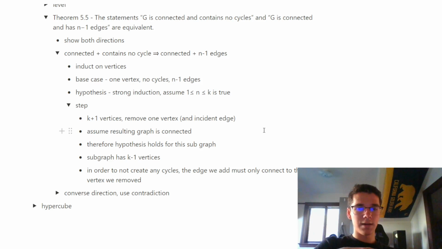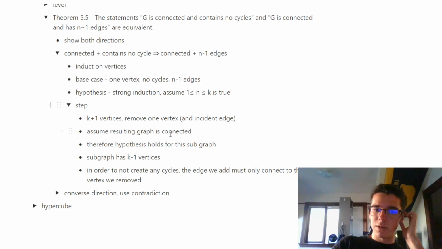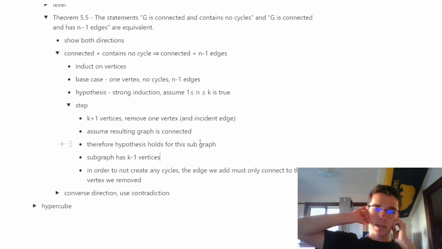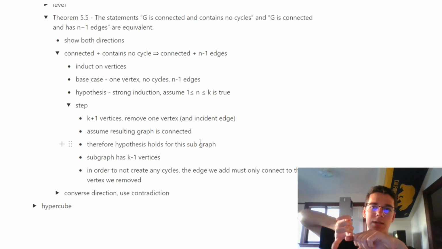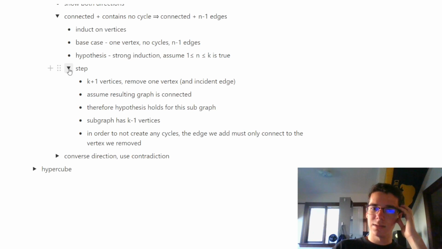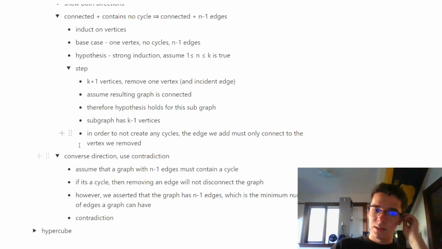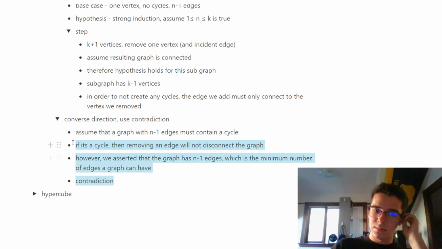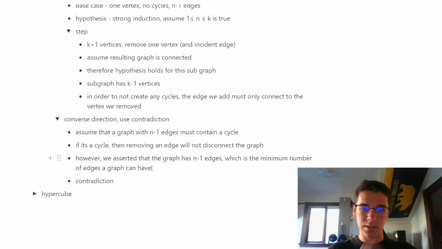And we know that the subgraph has k minus 1 vertices, and essentially to not create any cycles, we have to add back our edge to that vertex that we removed it from. I don't know, this sounds super obvious to me, I don't know why you would really need to go through all of these steps. I guess I'll just walk through this.